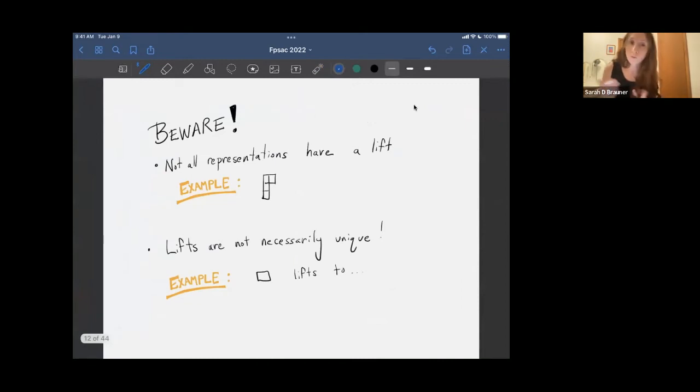So just as a warning, that example was maybe a little bit simplistic, so it's not necessarily true that any representation can be lifted. So you could think about this representation here of S4 cannot lift to S5. And even if a representation does lift, it's not necessarily unique. So for example, this trivial representation of S1 could lift to this or to that representation of S2. Okay, so it's a sort of subtle property.